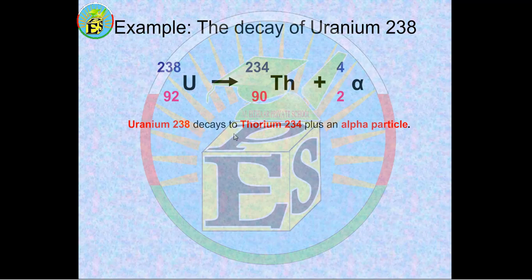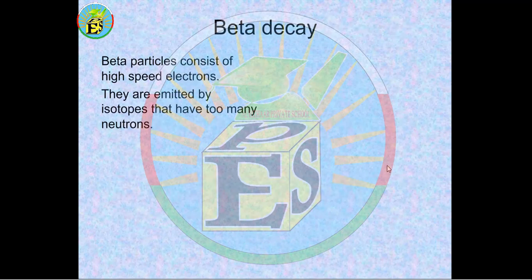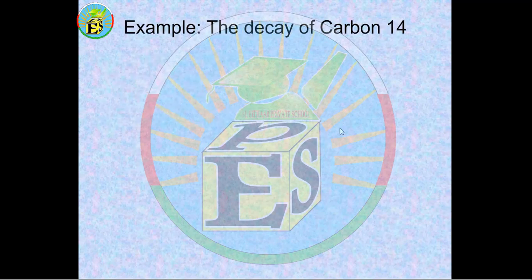Uranium 238 decays to thorium 234 plus an alpha particle. We must note that the mass and atomic numbers must balance on each side of the equation. 238 equals 234 plus 4, and 92 equals 90 plus 2. Next is beta decay. Beta particles consist of high-speed electrons. They are emitted by isotopes that have too many neutrons.